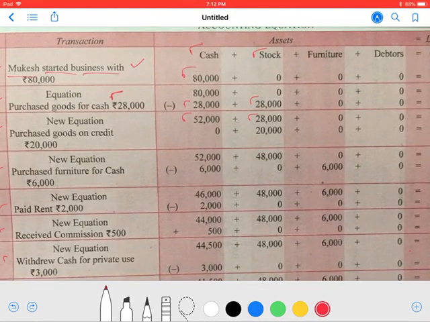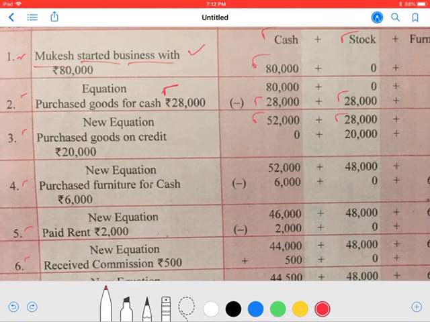And now we come to another transaction, that is purchase goods on credit. Purchase goods on credit means we have purchased the goods but we have not paid the money. So if you are purchasing goods of rupees 20,000, see the difference between transaction number 2 and transaction number 3. In transaction number 2 we have purchased the goods in cash. In transaction number 3 we have purchased the goods on credit. So in both the situations goods have been purchased.